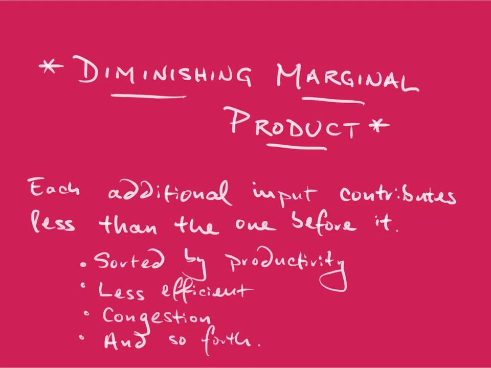Another reason why we might expect diminishing marginal product is that production gets less efficient the more workers we have. As an example, think of the problem of congestion if there were a handful of people who are all trying to do their work at one table.